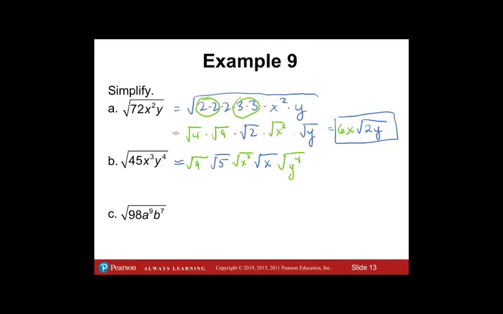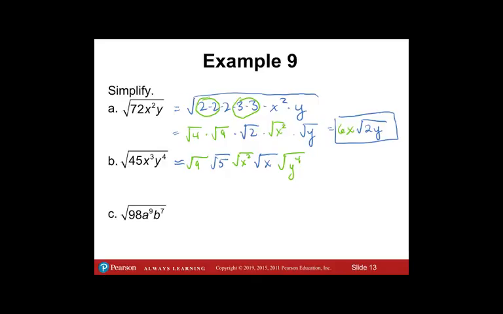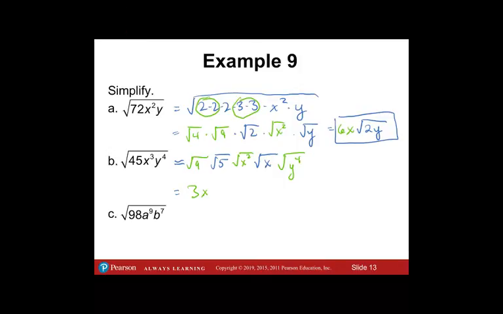My perfect squares, I did them in green so they would stand out. The square root of 9 is 3. The square root of x squared is x, essentially. And the square root of y to the 4 is going to be y squared. And then what's left inside the radical is the square root of 5 times x.